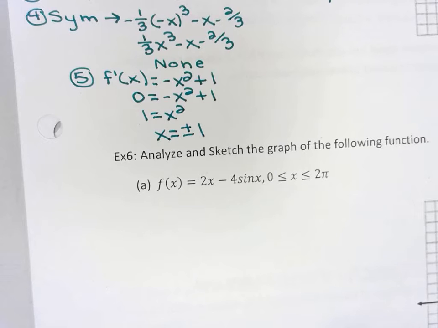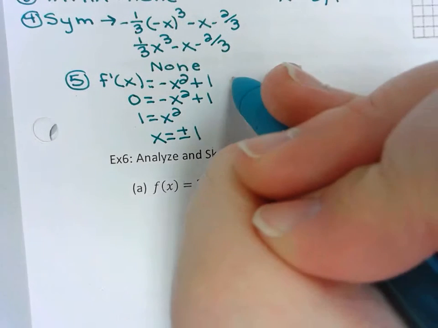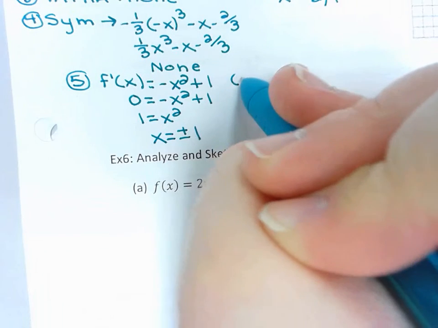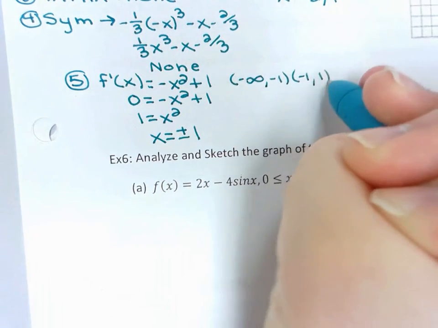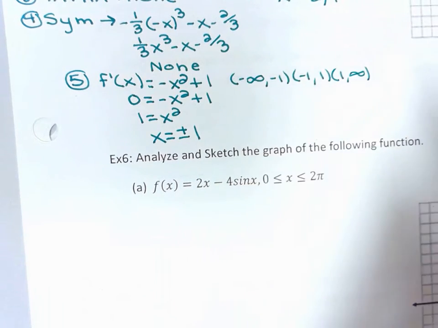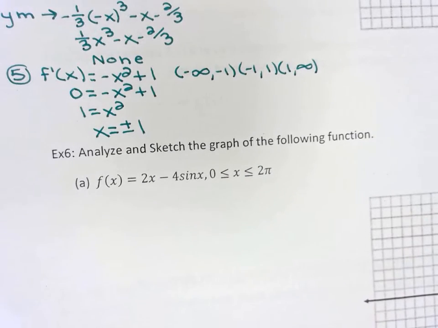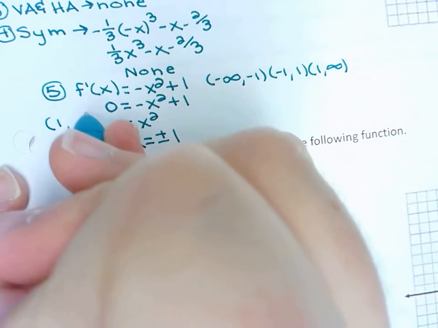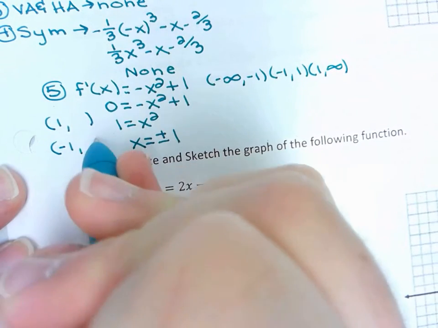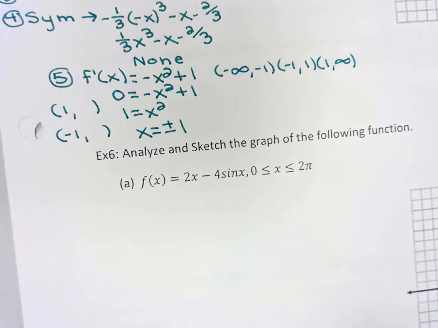Let's check my intervals. The intervals for increasing or decreasing I need to check: my domain is -infinity to infinity, so I only need to put in my critical points there. I forgot to do something real quick. Check your actual ordered pairs for your critical points. Something I forget to do, but it'll help with your graph.